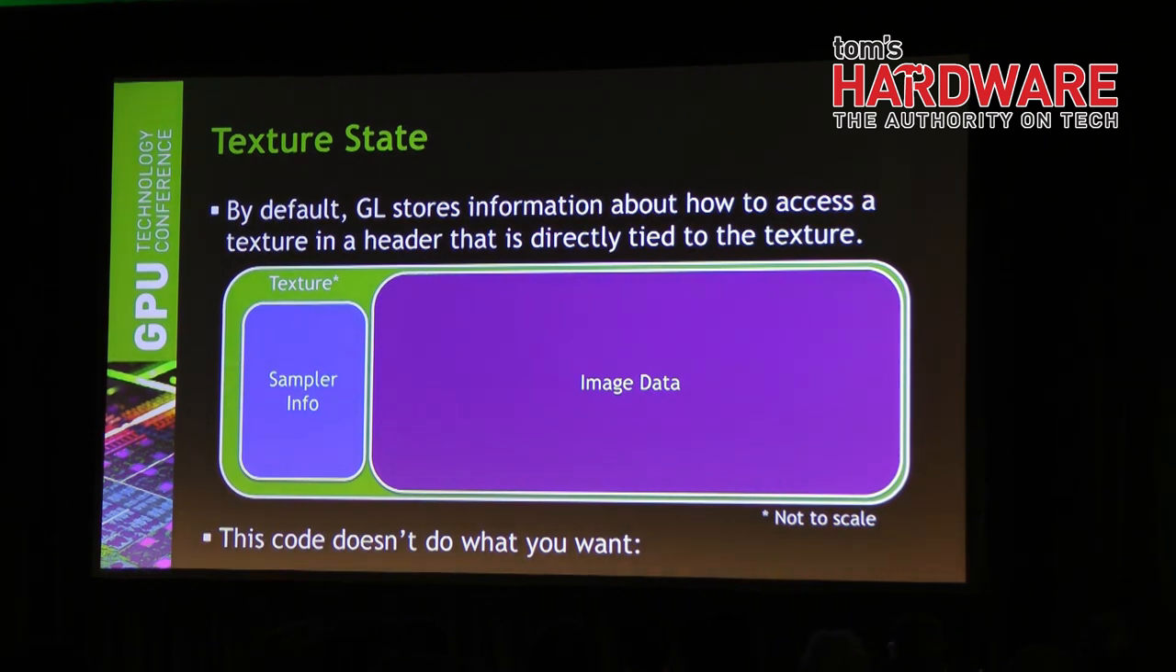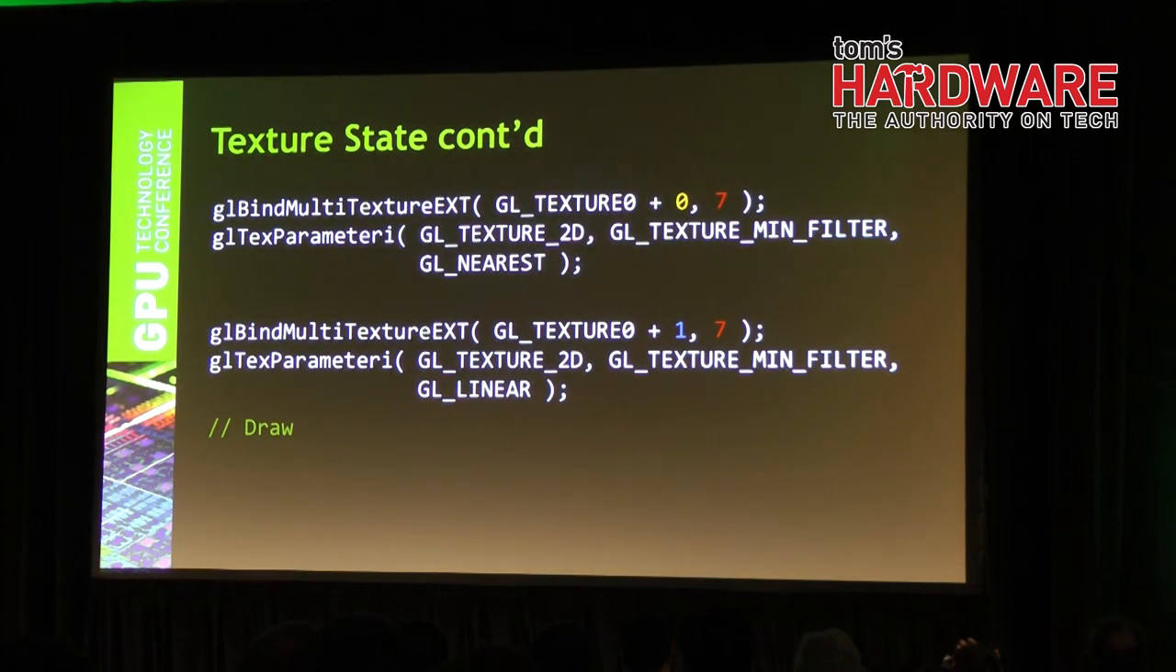So the texture state problem is an issue basically by default in OpenGL. It stores information about how to access the texture, which is formally called the sampler info. It's actually stored right along with the image data. And this is fine, but the problem is that code like this is not doing what you think it's doing. So here what we're trying to do is bind texture 7 to unit 0, and then we'll use nearest filtering when we sample from that unit in our shader. Then we'll bind it to unit 1, and we'll use linear filtering there, and then we do a draw. And this doesn't do what we want it to do. What it does instead is it always samples with linear, whether we go from 0 or 1.